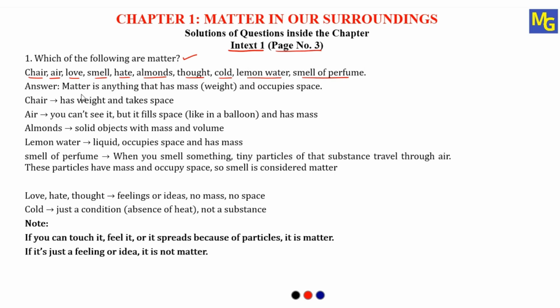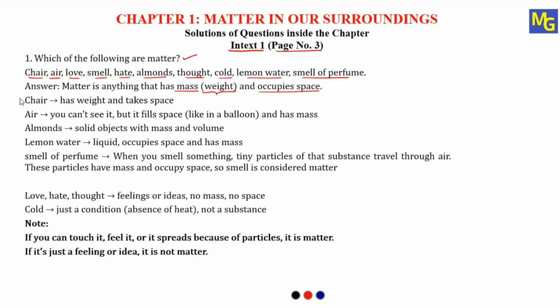What is matter? Matter is anything that has mass and occupies some space. So the definition of matter is anything in the universe or around us which has some mass and which occupies some space in the universe. And mass means what? It is nothing but weight. So according to this definition, now we will see one by one all the things which are asked.